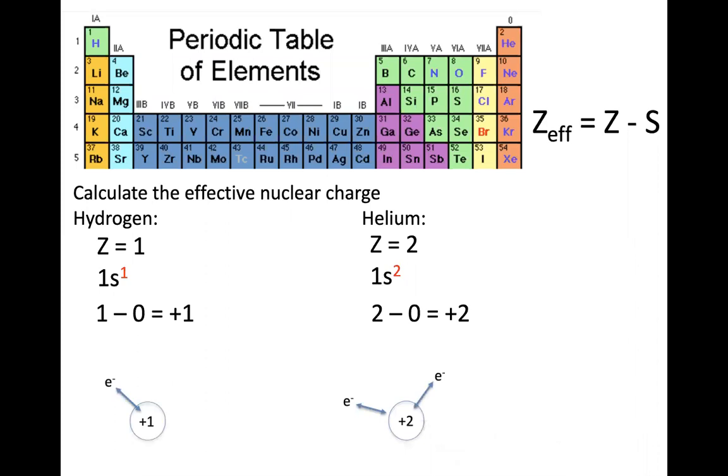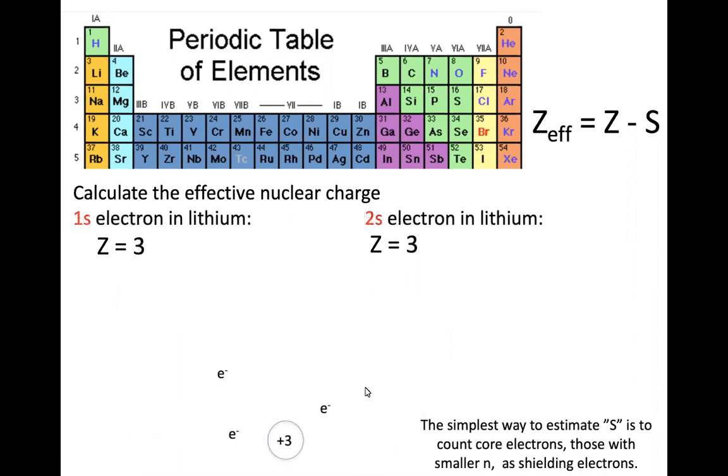If I was trying to make a model of some kind, hydrogen would have +1 in the nucleus, and an electron in a 1s orbital around it. Helium, I've got two electrons around it. Let's say now I move on to lithium. Lithium is number 3. I know that it has 3 protons.